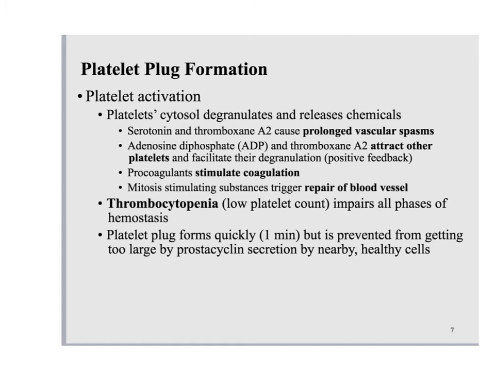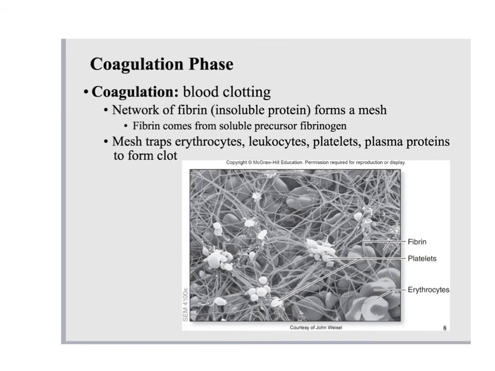Okay? This forms pretty quickly, within a minute, but it's prevented from getting too large by prostacyclins. So why doesn't it get too large? So that's the platelet plug formation. We go to the third phase, the coagulation phase. All right, and this is more involved and involves producing a network of fibrin. Okay? Fibrin.